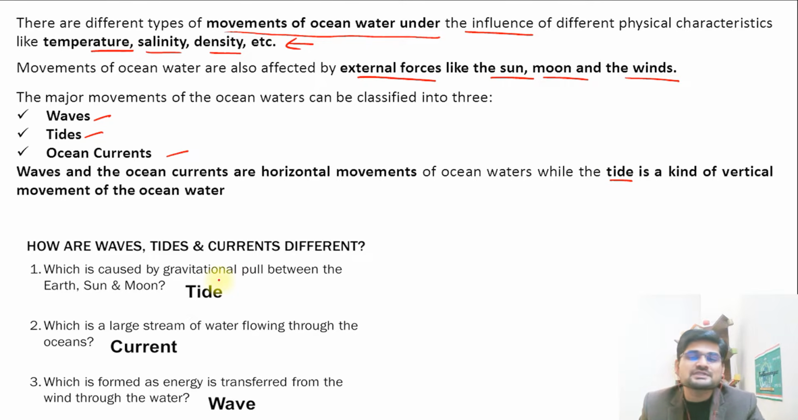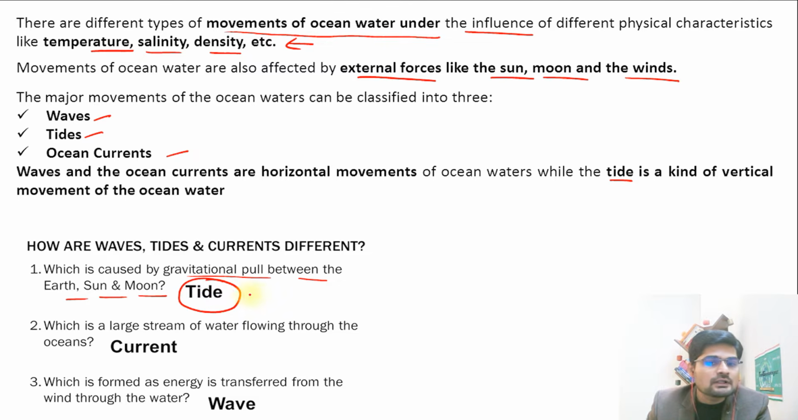So there are basic questions that need to be answered. First basic question is: which is caused by gravitational pull between the earth, sun and moon? So the answer is tide. So remember, tide is primarily a vertical movement because of this particular gravitational force that we are talking about.